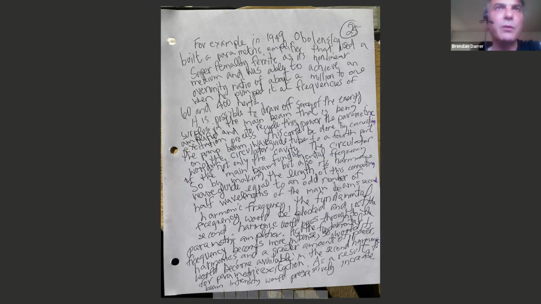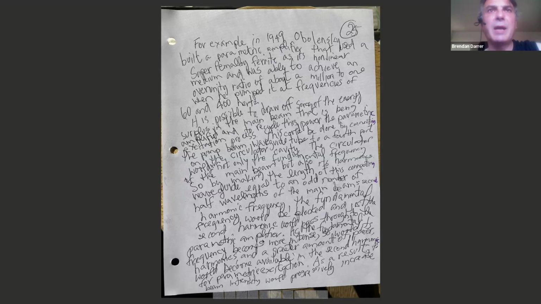The circular cavity would contain not only the fundamental frequency of the main beam, but also its harmonics. So by making the length of this connecting waveguide equal to an odd number of half wavelengths of the main beam's second harmonic frequency, the fundamental frequency would be blocked, and just the second harmonic would pass through to the parametric amplifier.